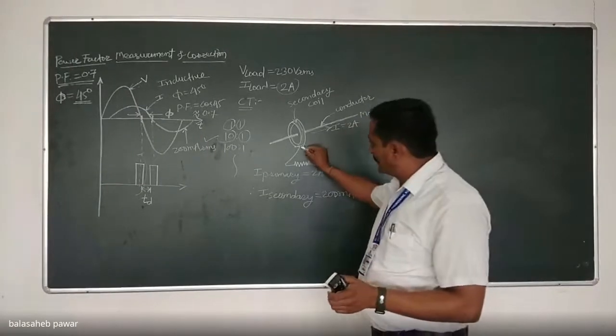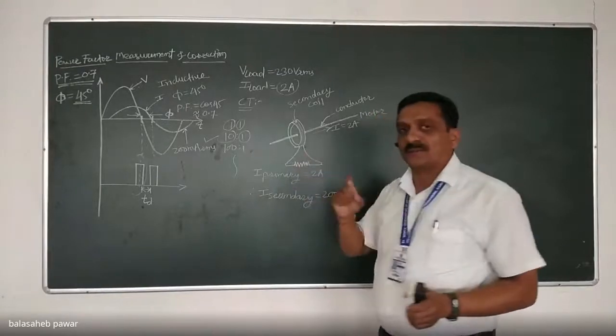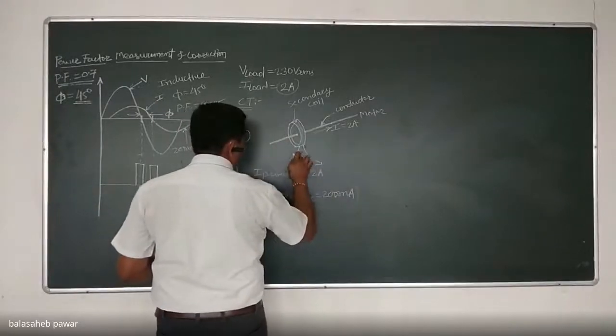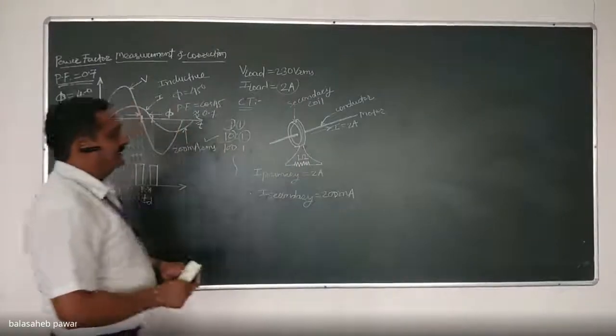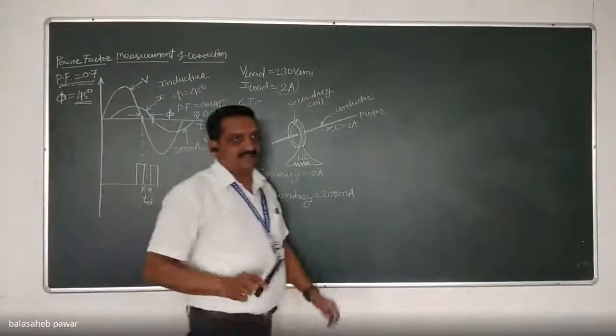So to have the flow of current through that resistor, the value of this resistor should be as low as possible. Here we will consider this resistor of 1 ohm only, which is connected externally across the terminals of that secondary coil. Is it okay?